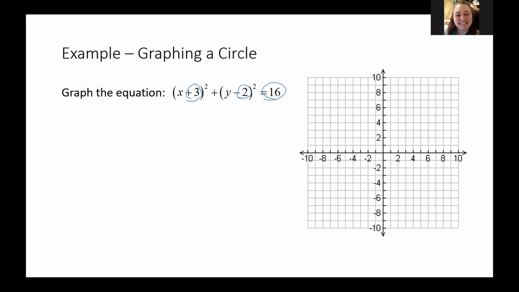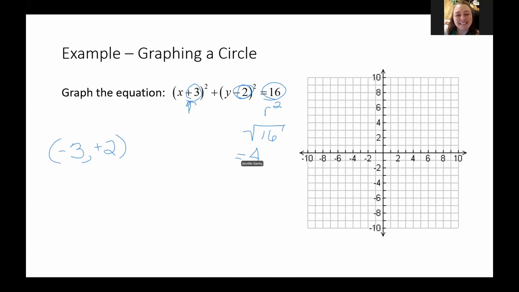Since this is actually a plus, we know it's going to be a -3, and it's already a minus, so it's a +2. That's going to be our first point. What point is that? That's the center point. Now, the equal sign, this is going to be r squared. So what is the square root of 16? That's actually 4.